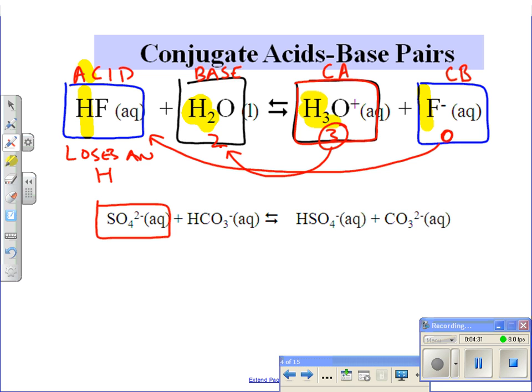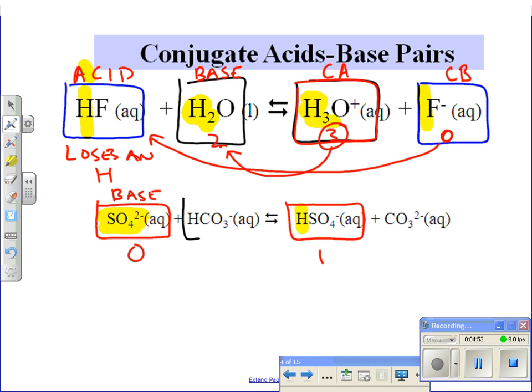I start here, and here's the matching species on the other side. Remember, the only difference in all these reactions is going to be a single H. How many H's do I have here? I have 0 H's. How many H's do I have here? I have 1 H. So it went from 0 to 1. That's going to make that a Bronsted-Lowry base.